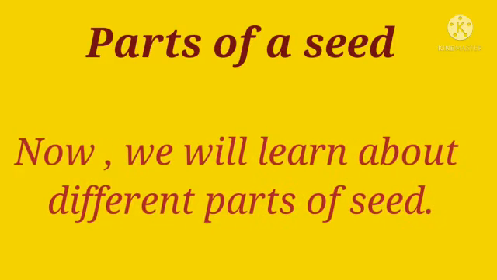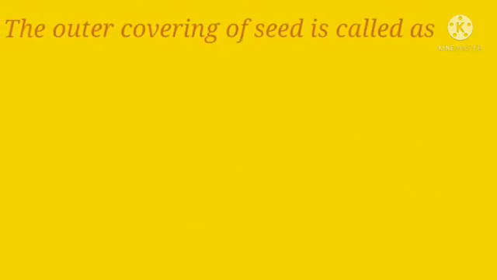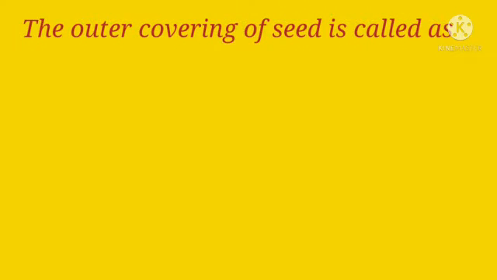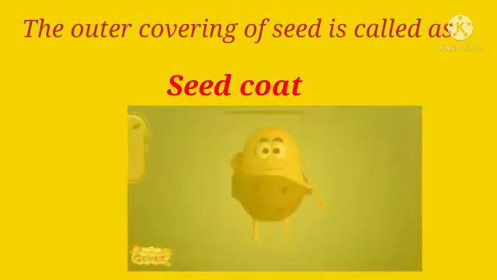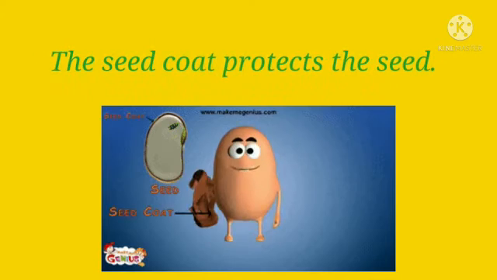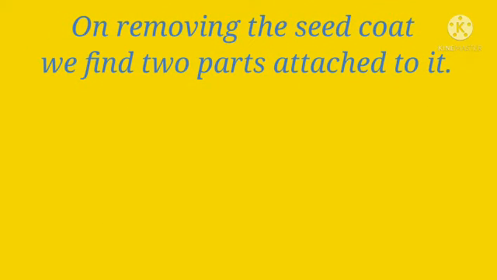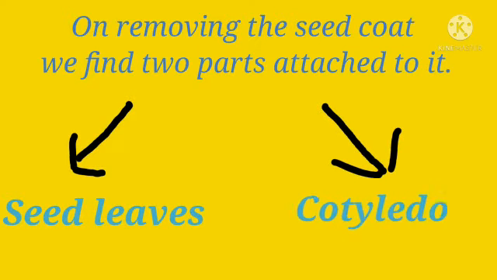Parts of seeds. Now we will learn about different parts of seeds. The outer covering of a seed is called the seed coat. The seed coat protects the seed. On removing the seed coat, we find two parts attached to it. One is the seedling and the other one is the cotyledon.